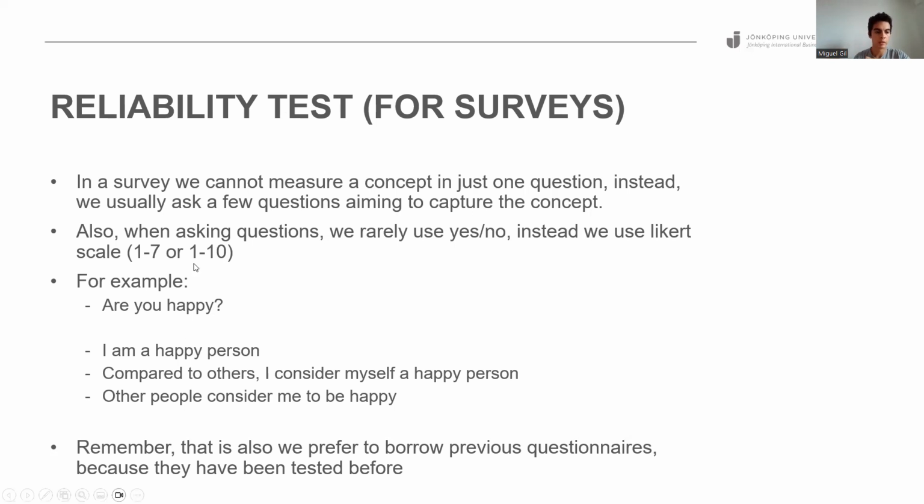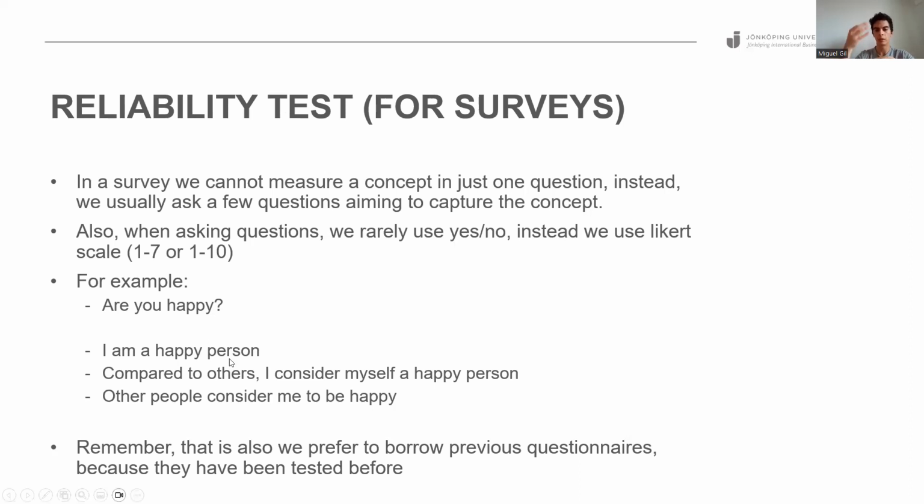So I will give you a kind of bad example. If you ask only, are you happy? Because you want to know if someone is happy. That's not the best way to ask it in a survey. You usually ask something like this: from the next statements, from 1 to 10, tell me how much you agree. 1 is fully disagree, 10 is totally agree, something like that.